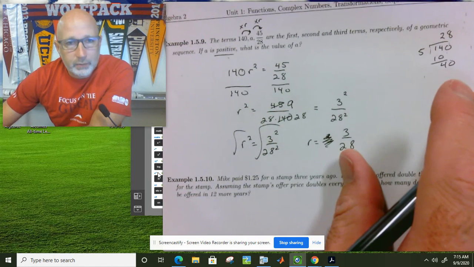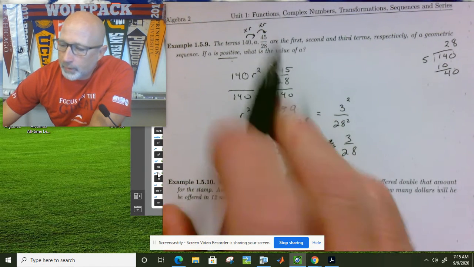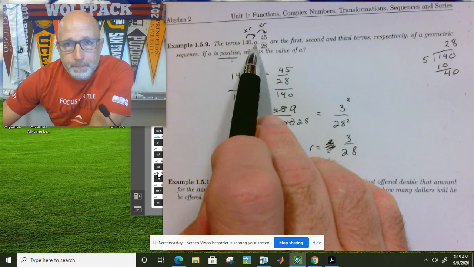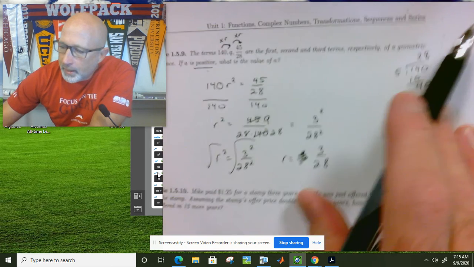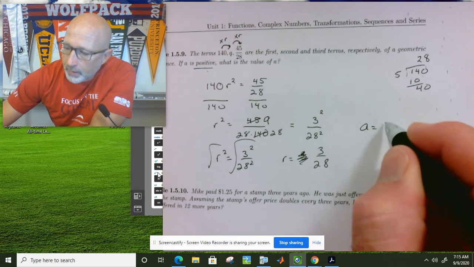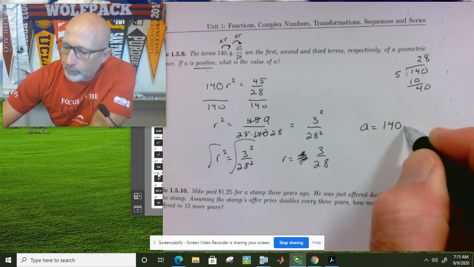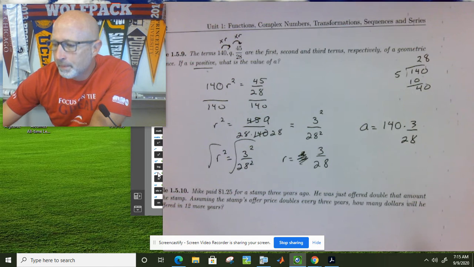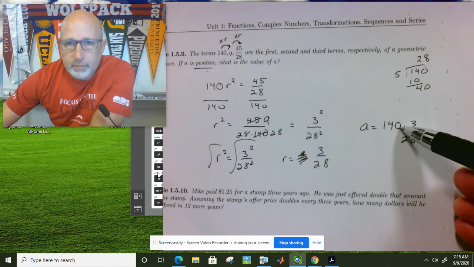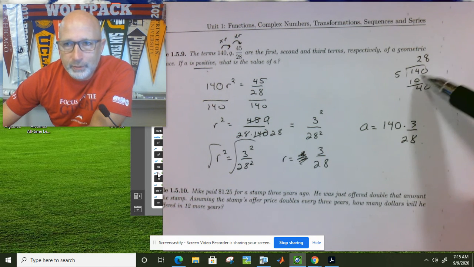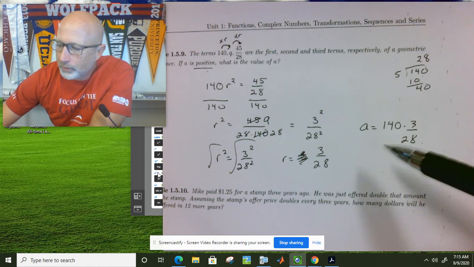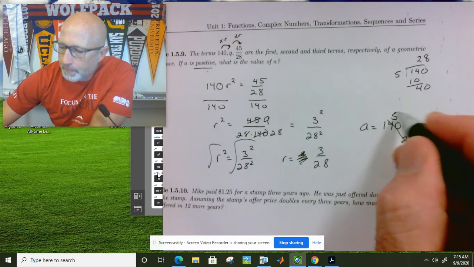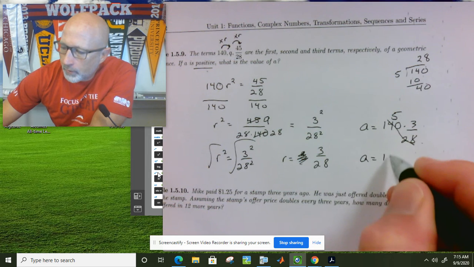Now, I still haven't answered the question because I have to figure out what's the value of A. So to get to A, I take 140 and I multiply by the common ratio of 3 all over 28. Now, does 28 go into 140? Yes, it does. You could see it all up here. It goes in there 5 times. So A turns out to be equal to 15.